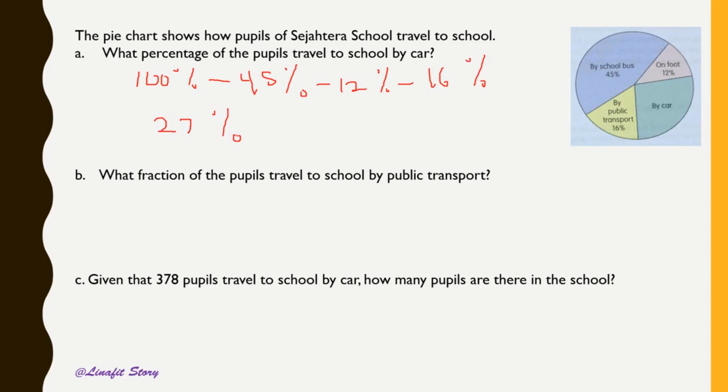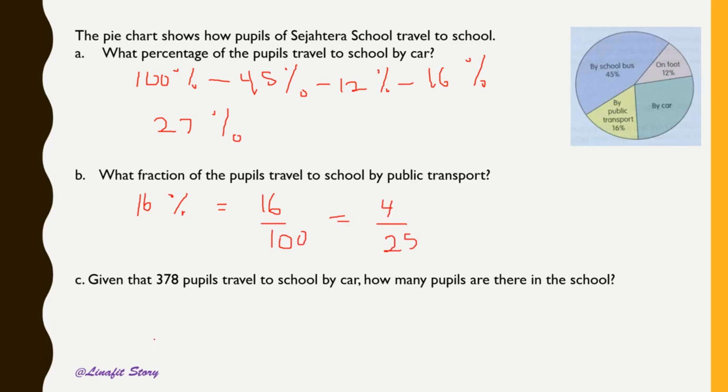B. What fraction of the pupils travel to school by public transport? By public transport is 16%. Then you may convert the percentage into a fraction. So this means 16 out of 100, which is 4 out of 25. So 4 out of 25 of the pupils travel to school by public transport.